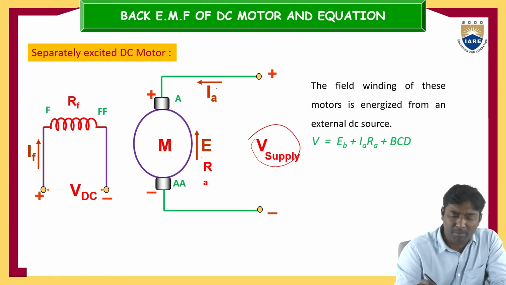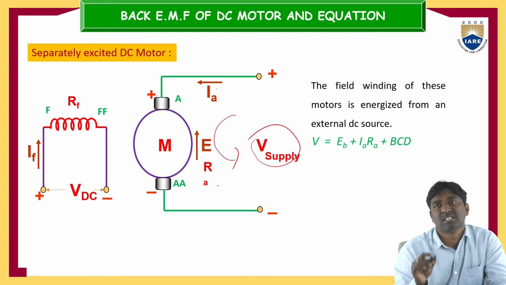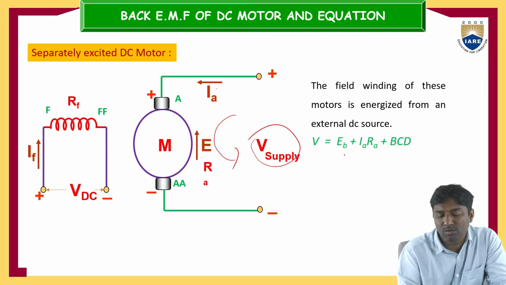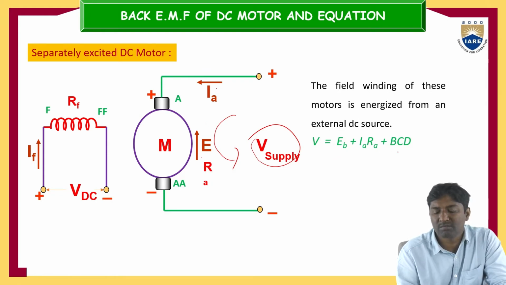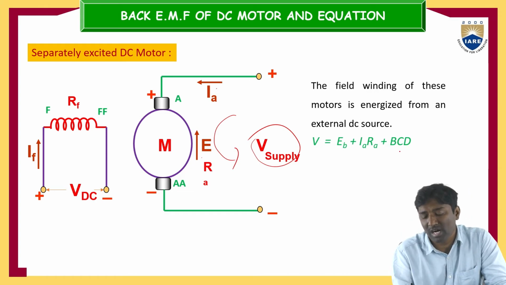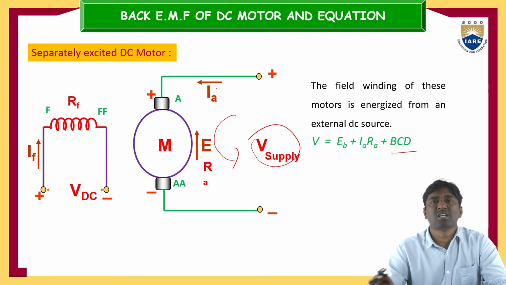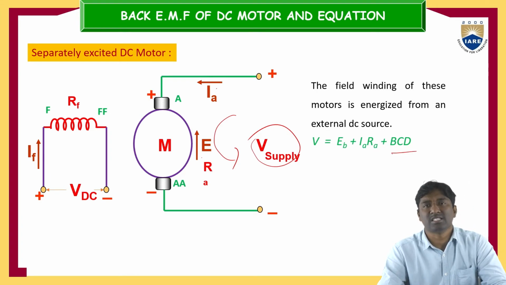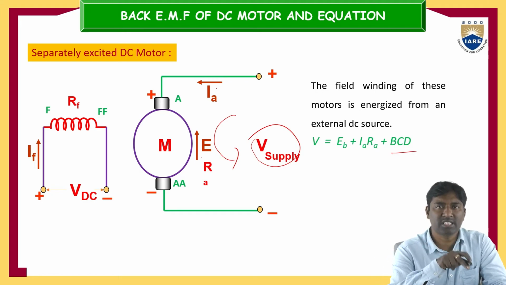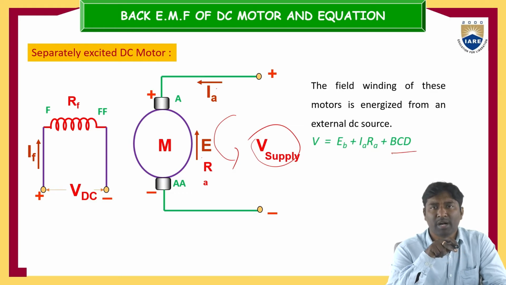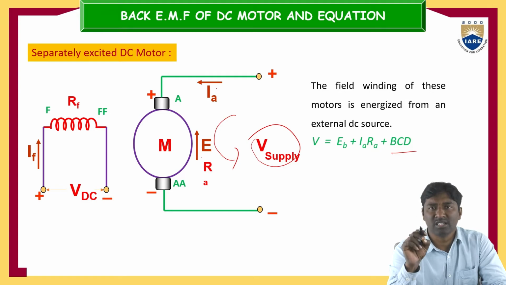So now you can apply loop analysis. Then what am I getting? V is equal to EB plus IARA plus BCD, where BCD is nothing but brush contact drop, 1 volt per brush. So this is about the separately excited DC motor. We discussed the back EMF of the DC motor, the importance of the back EMF, then the classification of the DC motor.